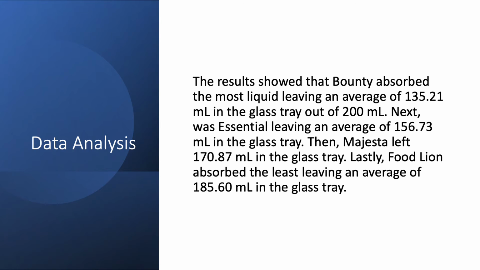On this slide is the data analysis. This is the results, and it showed that Bounty absorbed the most liquid, leaving an average of 135.21 milliliters in the glass tray out of 200 milliliters. And at the end, it is lastly Food Lion that absorbed the least, leaving an average of 185.60 milliliters in the glass tray.